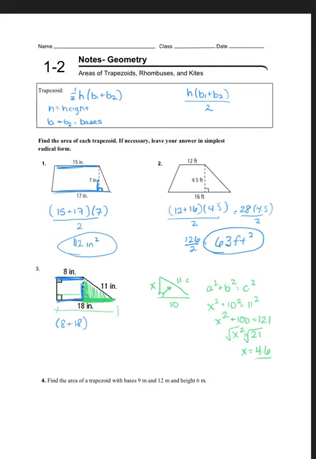And now we can put 4.6 in for our height. So we just found out that the height is 4.6. Once I do all that, we have to divide by 2. So 8 plus 18 is 26. 26 times 4.6 is 119.6. And then we divide by 2. Your final answer here should be 59.8 inches squared.